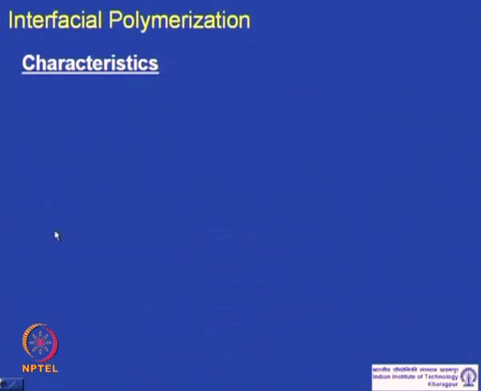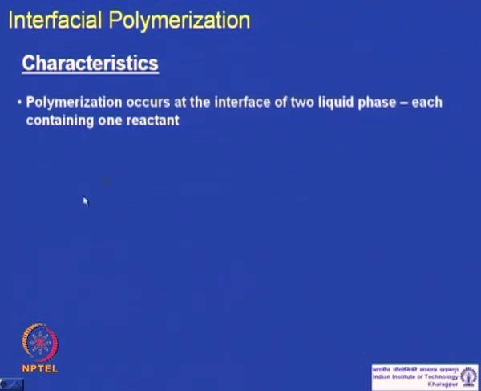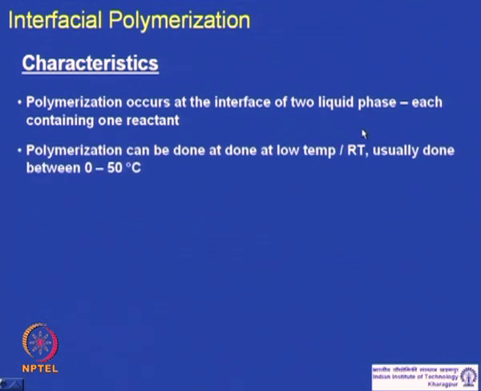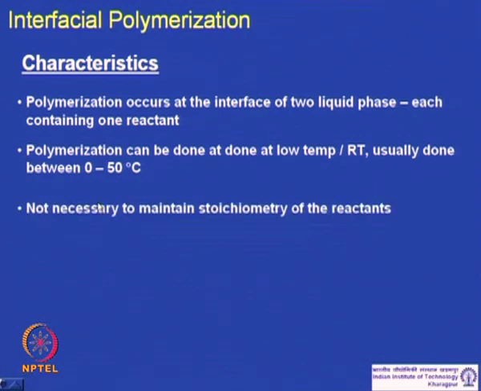So, what are the characteristics of the interfacial polymerization we just discussed? One, polymerization occurs at the interface of two liquids, and each of the liquid phases contains one reactant. Now, because the reaction is very fast, you saw the rate constant of the reaction is very high. So, you can do it at low temperature or even room temperature, and it is usually done at a temperature between 0 to 50 degrees centigrade.